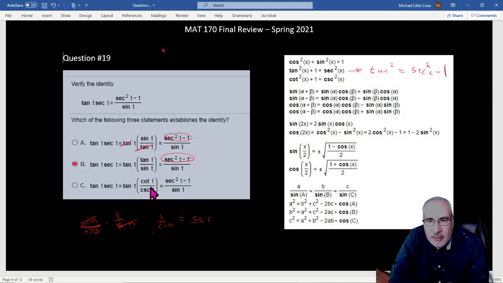I don't even want to look at this one yet. Cotangent over cosecant, I think it's too complicated. B is going to work. B does work. Tangent times tangent over sine.